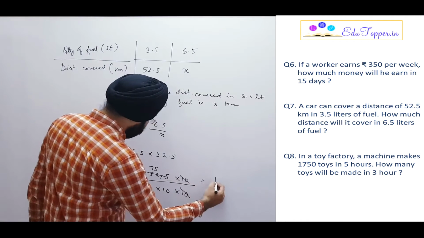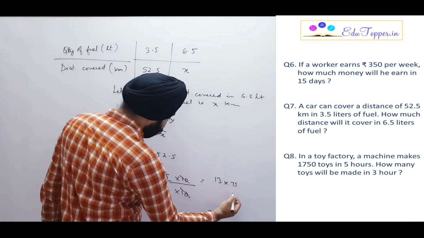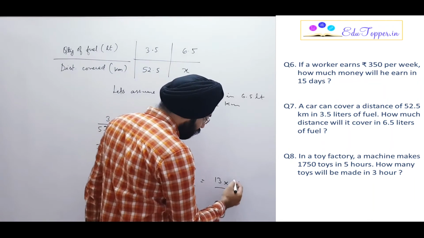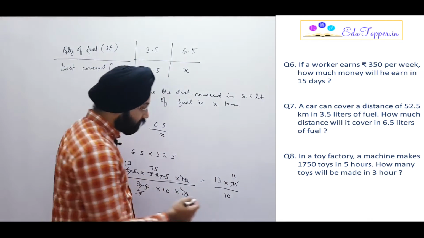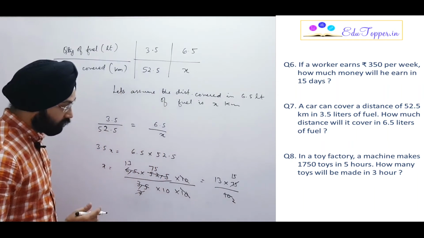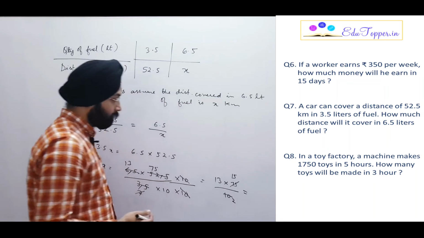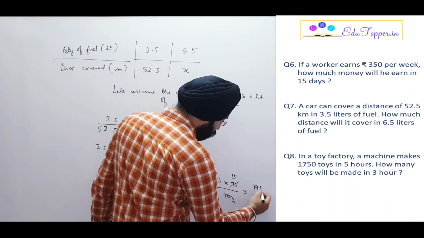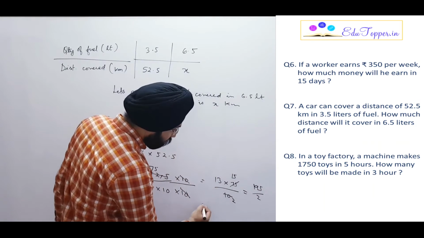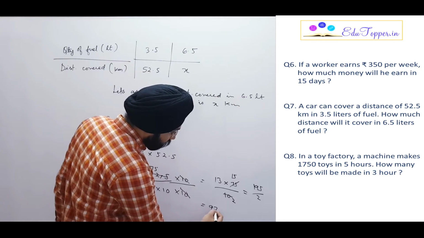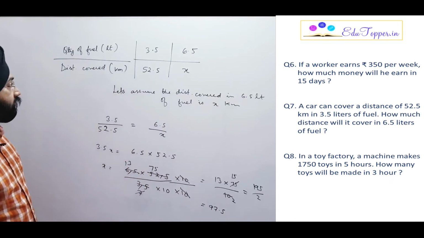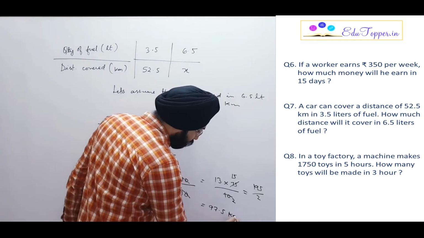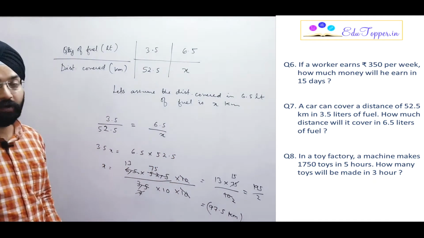Then we have 13 into 75 divided by 10, right? Or 5 into 15 is 75 and 5 times 2 is 10. We can cancel it further. 15 into 13 is 15 into 10, 150, 15 into 3, 45. So this makes it 195 by 2. 195 divided by 2 is 97.5. Alright. So the distance that the car will cover in 6.5 liters of fuel is 97.5 kilometers. This will be our answer.